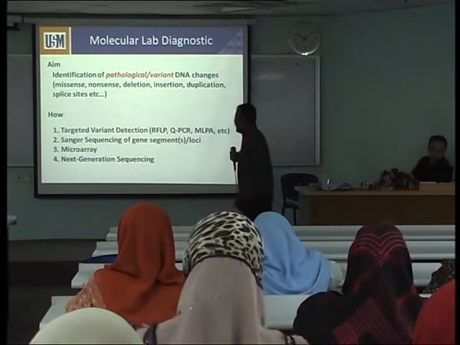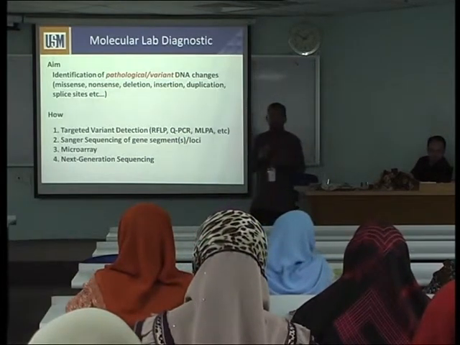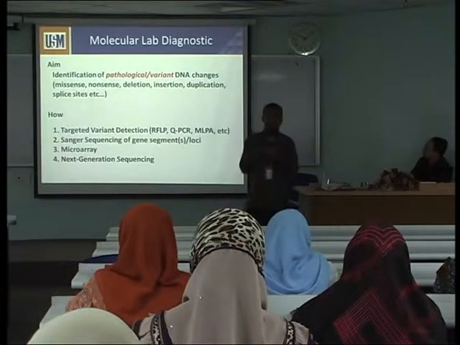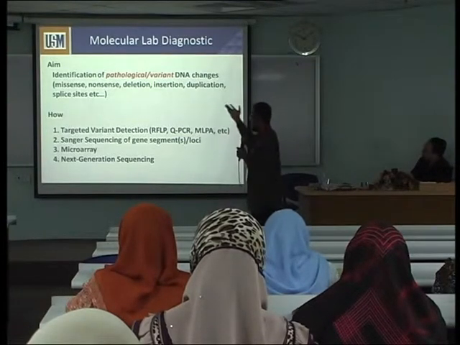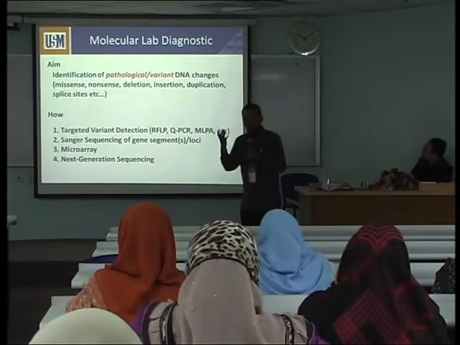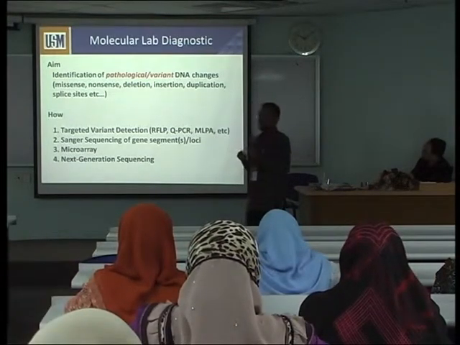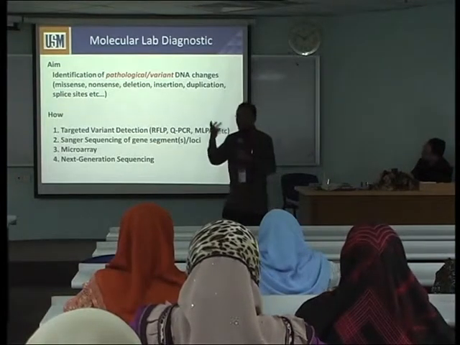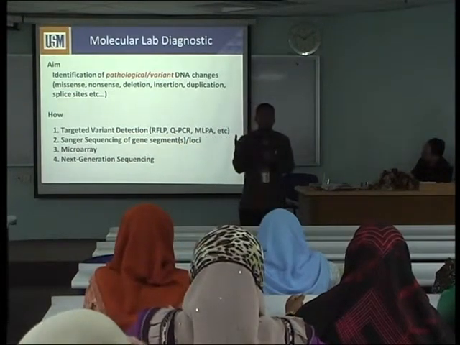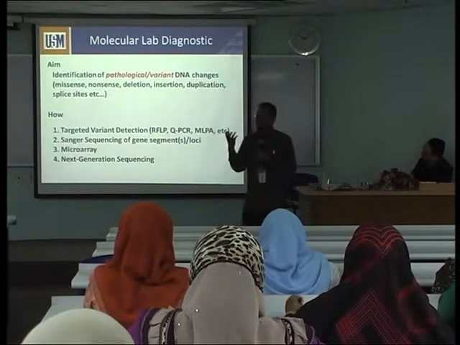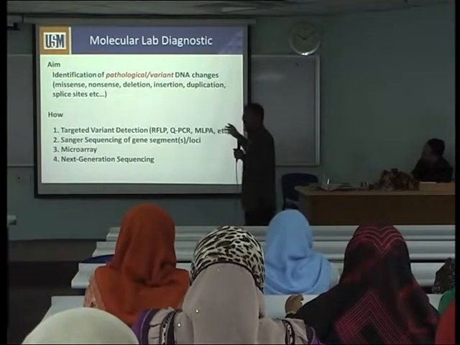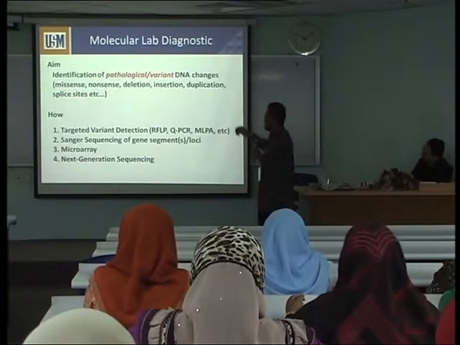So this is the aim, particularly for molecular genetic diagnosis. This is the ultimate aim: identification of pathological or variant DNA changes. DNA changes can be many types, so-called missense, nonsense, deletion, insertion, any type. So basically, identification of DNA changes, right? We see from cytogenetic workup, it's identification of the number or structural changes in chromosomes. And in biochemical genetics, it is the fluctuation of the amount of certain metabolites in the body. So with molecular genetics, we see the identification of changes in the DNA.